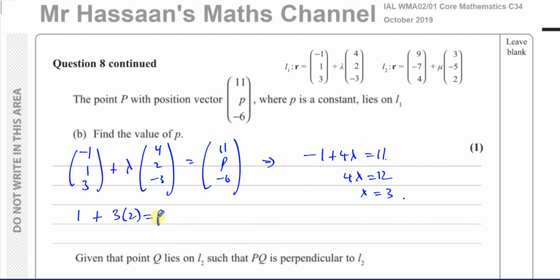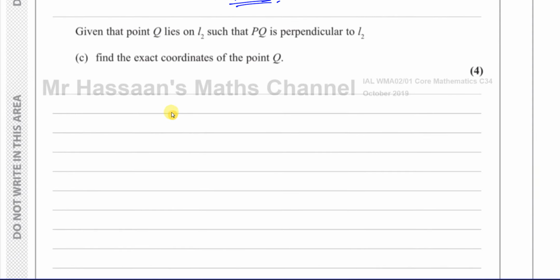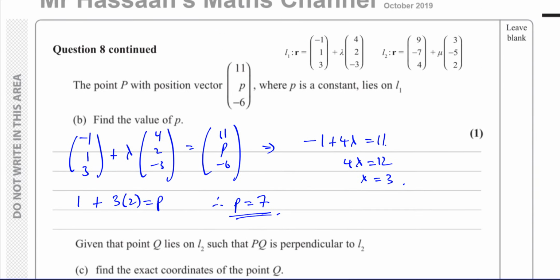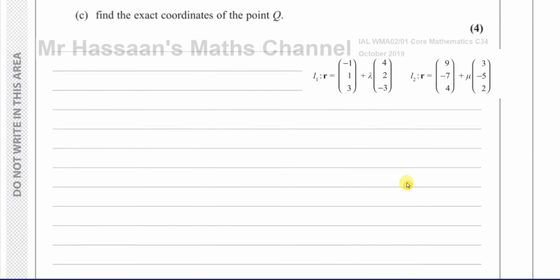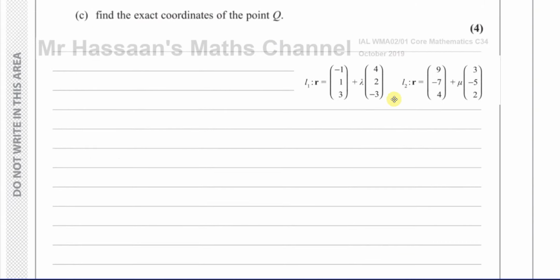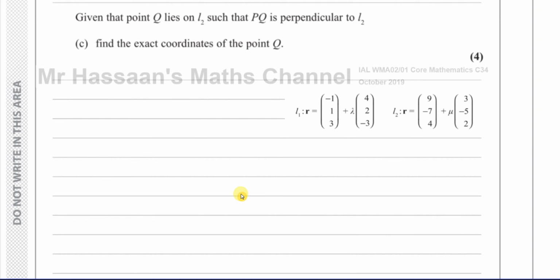And then the question that was being asked, this was the actual question that somebody asked on the channel and wanted the answer for. That's why I'm answering this particular question. It says, given that the point Q lies on L2 such that PQ is perpendicular to L2, find the exact coordinates of the point Q.